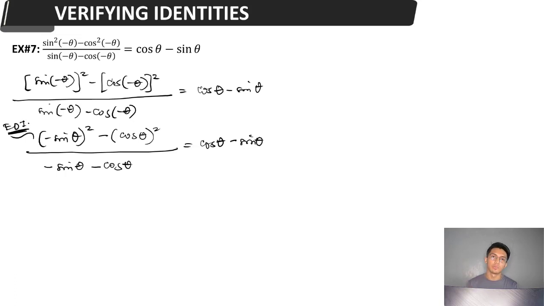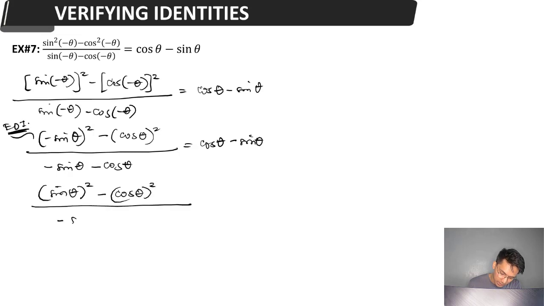Negative sine theta square. So, mawawala na yung negative sign yan. Kasi negative times negative is positive. Ito ay sine theta square na lang. Minus cosine theta square over negative sine theta minus cosine theta. Cosine theta minus sine theta. Wala pa tayong magagamit ulit na fundamental identity dito kasi baka dito malito tayo. Gamitan natin ito ng Pythagorean identity. Sa Pythagorean identity plus po yun, hindi minus. To simplify, gamitan muna natin ng algebraic methods.